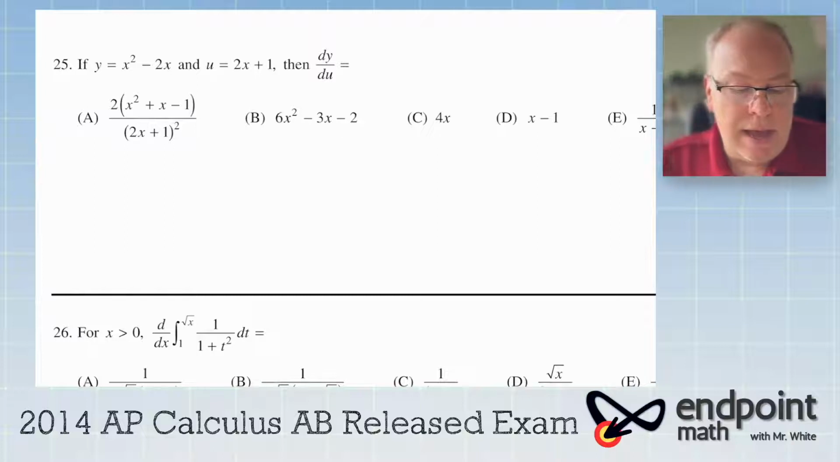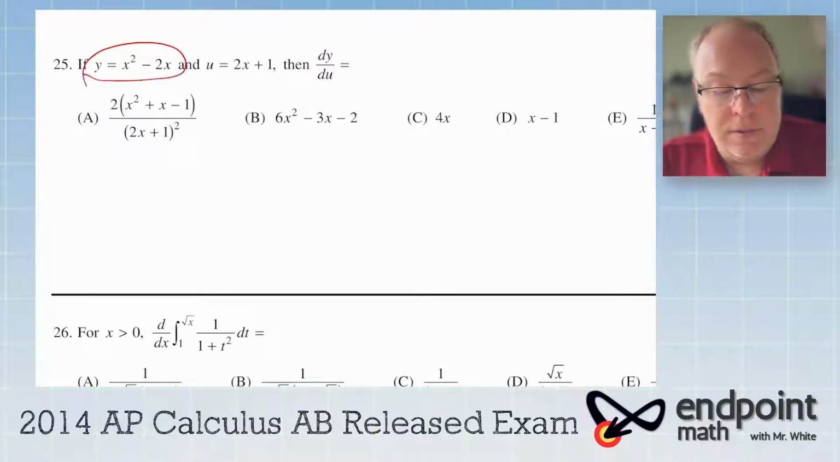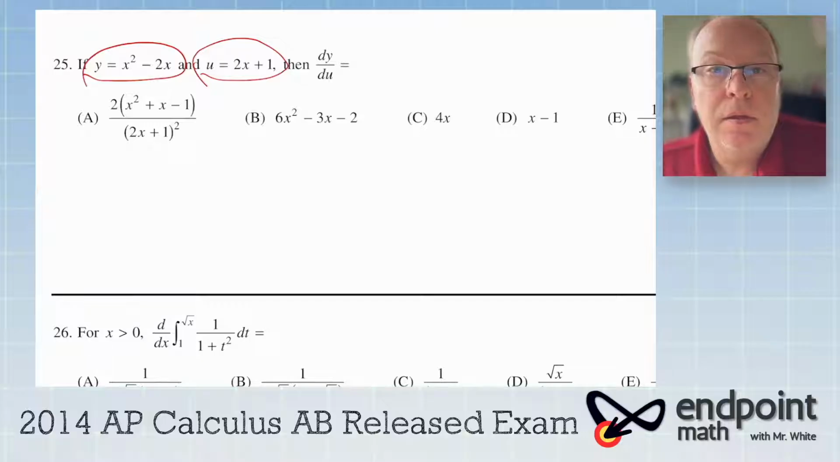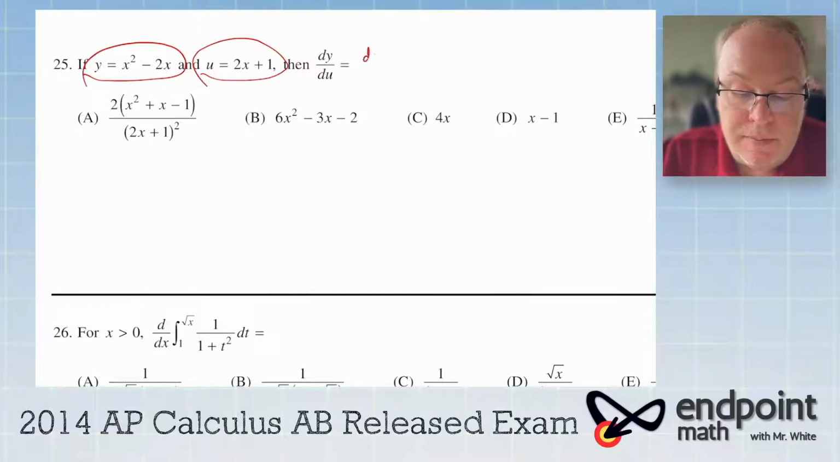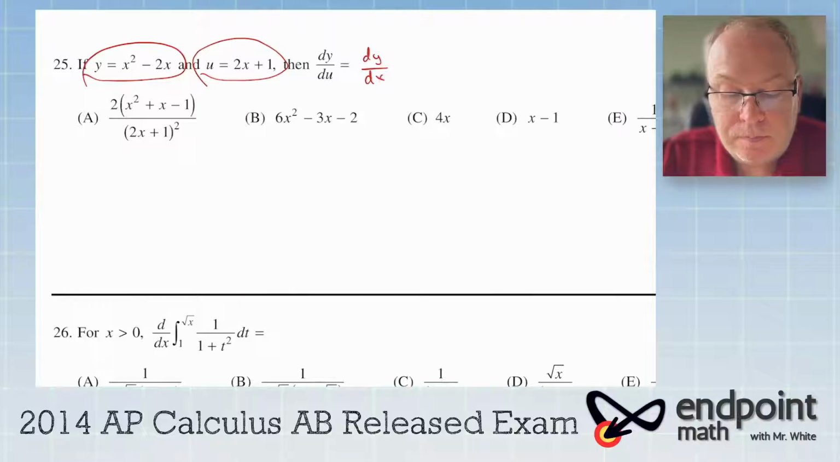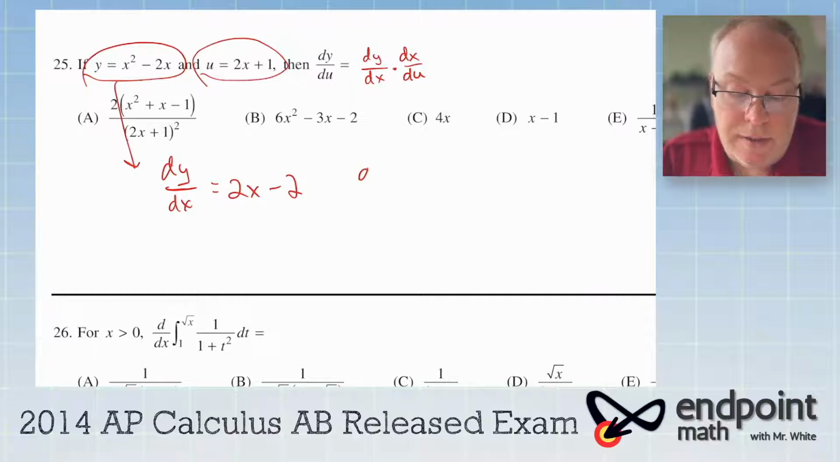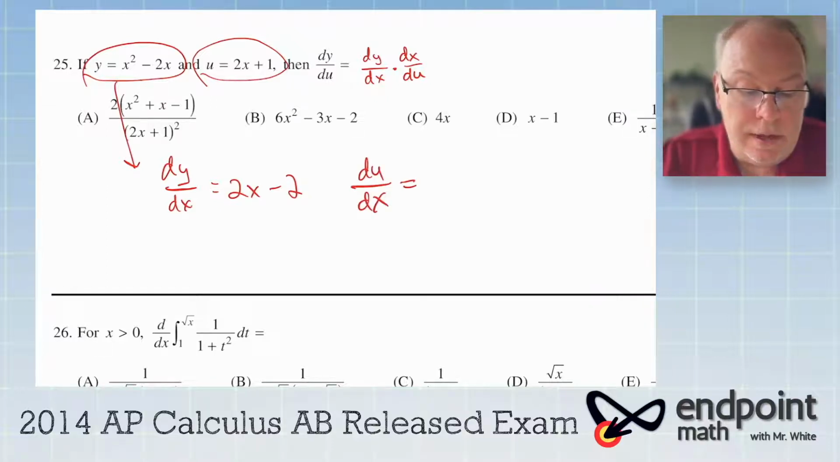All right, so here we have a function y according to x, and then a function u according to x, and they want you to relate those two, dy to du. So this is going to be dy/dx times dx/du. All right, so we're going to need to get dy/dx. That would be 2x minus 2. And then du/dx, the derivative of u with respect to x, would be 2.